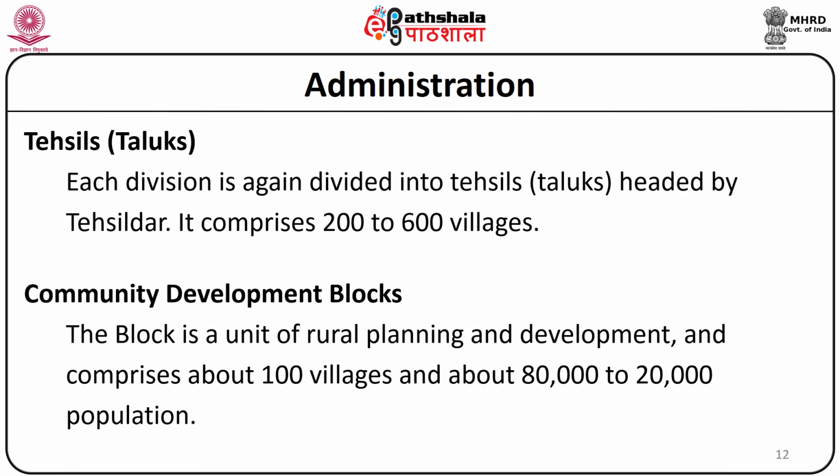Now, to continue with the administration. Each taluka or the tehsil is again divided. Each division which we've been talking about has been divided into tehsils headed by a tehsildar, and it comprises 200 to 600 villages. Now, when we say 200 to 600 villages, it means that tehsils are definitely bigger than the community development blocks, since they have only up to 100 villages. So maybe each tehsil will have nearly 200, depending on the number of villages it has. It will vary, maybe 2 to 6 community health centers will fall into each tehsil.